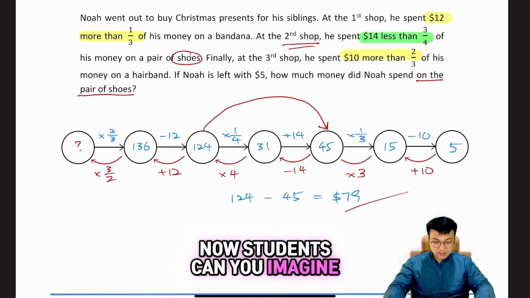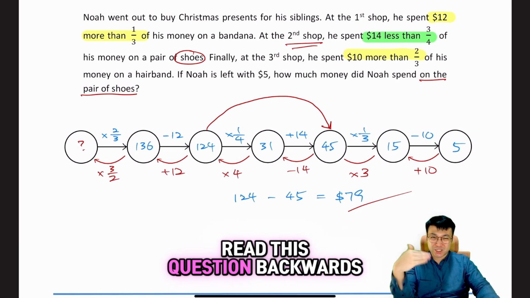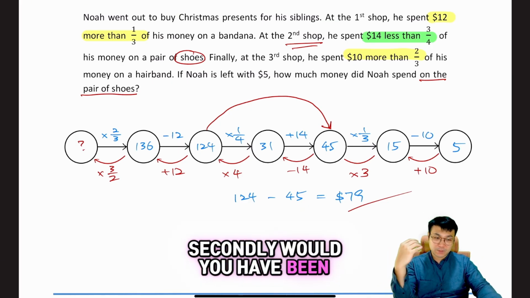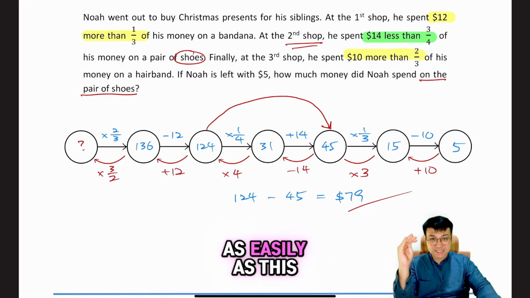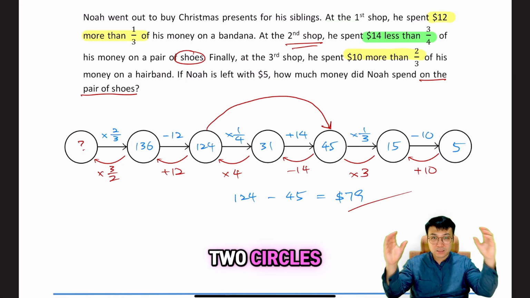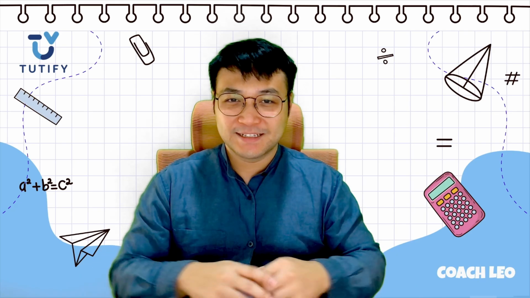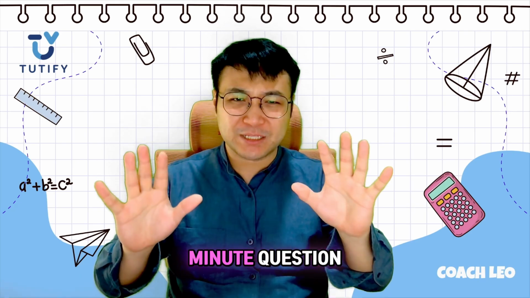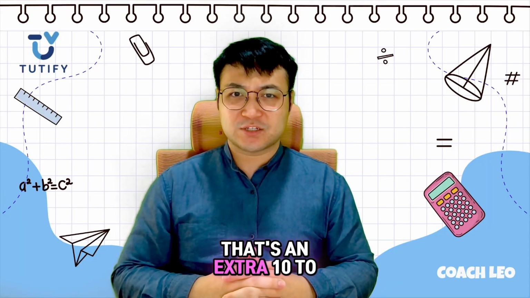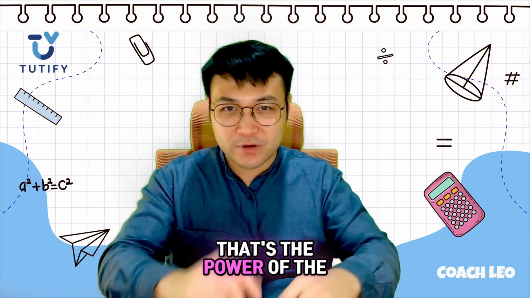Now, students, can you imagine if you had used algebra? Or if you tried to read this question backwards, how many mistakes would you have made, firstly? Secondly, would you have been able to figure out how much the shoes cost as easily as this? With this diagram, we just took two circles, we found the difference, and boom, we have the answer. And that's how we solved what looks like a 10-minute question in just one step. Imagine saving that much time across section C. That's an extra 10 to 15 marks in your hands. One step, 10 extra marks. That's the power of the right strategy.